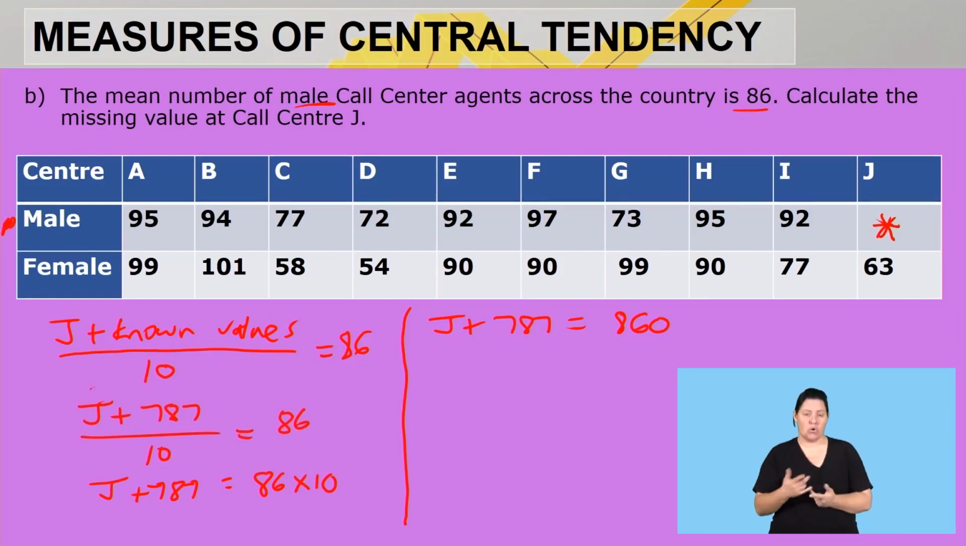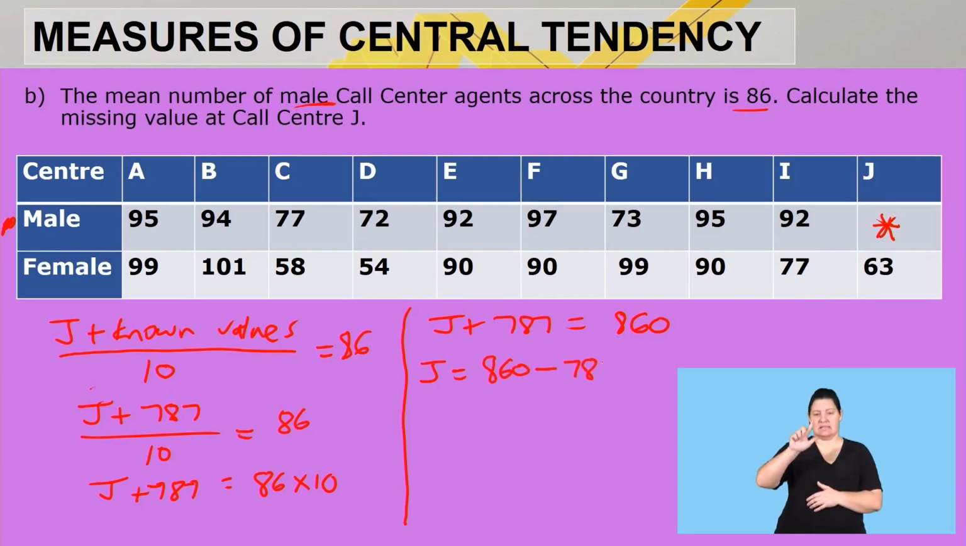Now, remember, I'm solving for J, so I'll say J equals 860 minus 787. Can you see? So I'm getting rid of that 787 as well. So let's type in 860 minus 787, and that will give me a total of 73. So therefore, now we can say that the value of J equals 73. Guys, I hope that makes perfect sense.